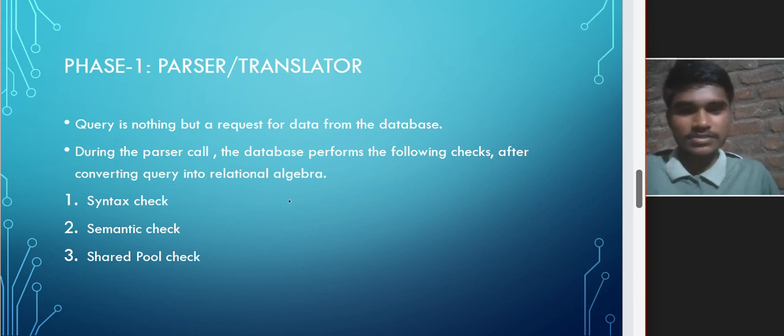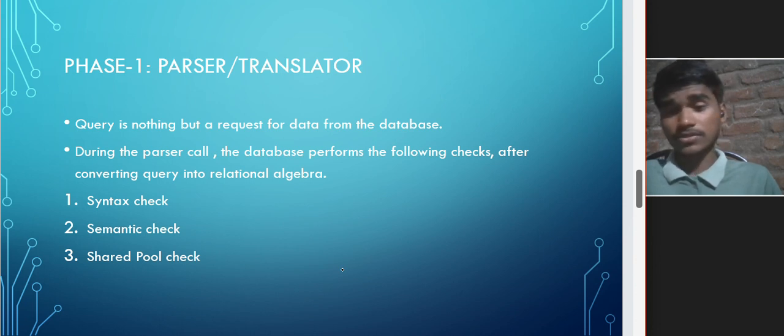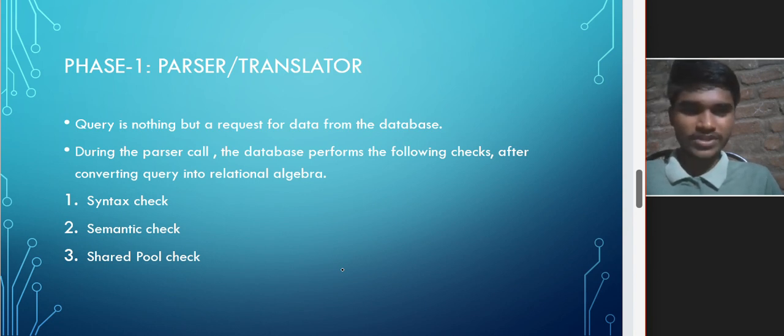After converting into relational algebra, the parser performs three types of checking operations on the relational algebra. What are the three? First one, the syntax check. Second one, the semantic check. And the third one is the shared pool check. So let's learn about this. First one, the syntax check.